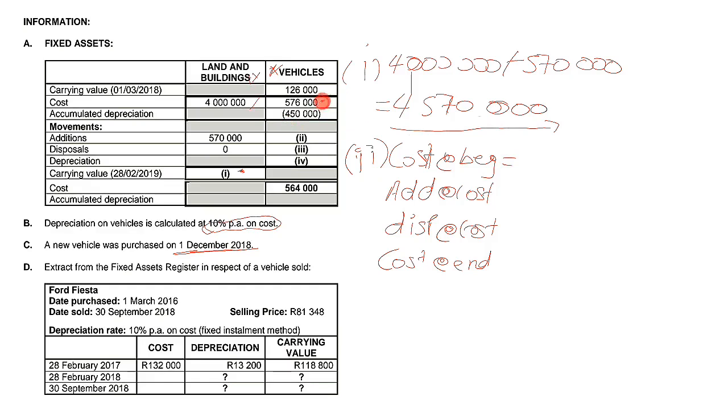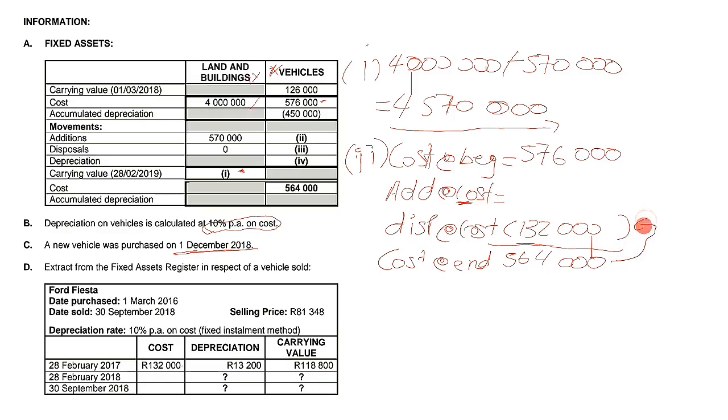You have your cost at the beginning, which was 576,000. When you check information D, your asset register, you have a disposal cost of 132,000. After that, your cost at the end for vehicles is 564,000. Now we need to calculate the cost of this new asset. Our calculation: 564,000, you add the cost of your asset disposal, thereafter you subtract your cost at the beginning. So our additions at cost are 120,000. Our Roman figure 2, the final answer, is 120,000 as the new cost of vehicles.